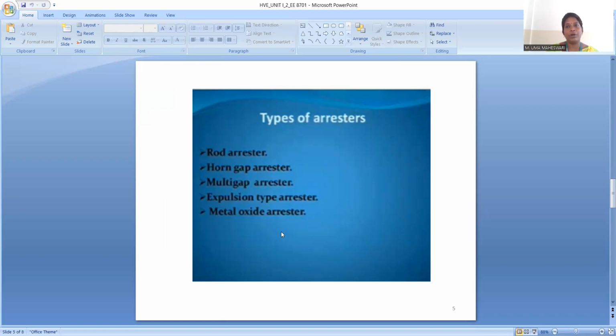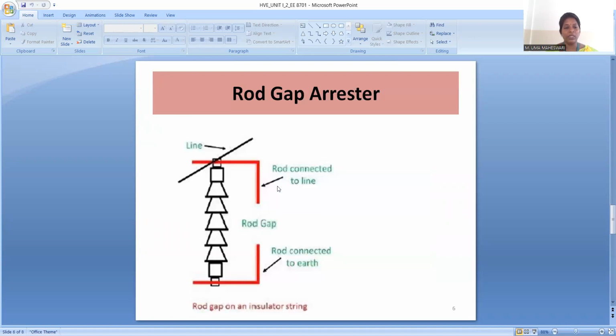What are the types of surge diverters or surge arrestors? The types are rod gap arrestor, non-gap arrestor, multi-gap arrestor, expulsion type arrestor, and metal oxide type arresters. Now, we will see about the rod gap arrestor in detail. This is the diagram of the rod gap arrestor.